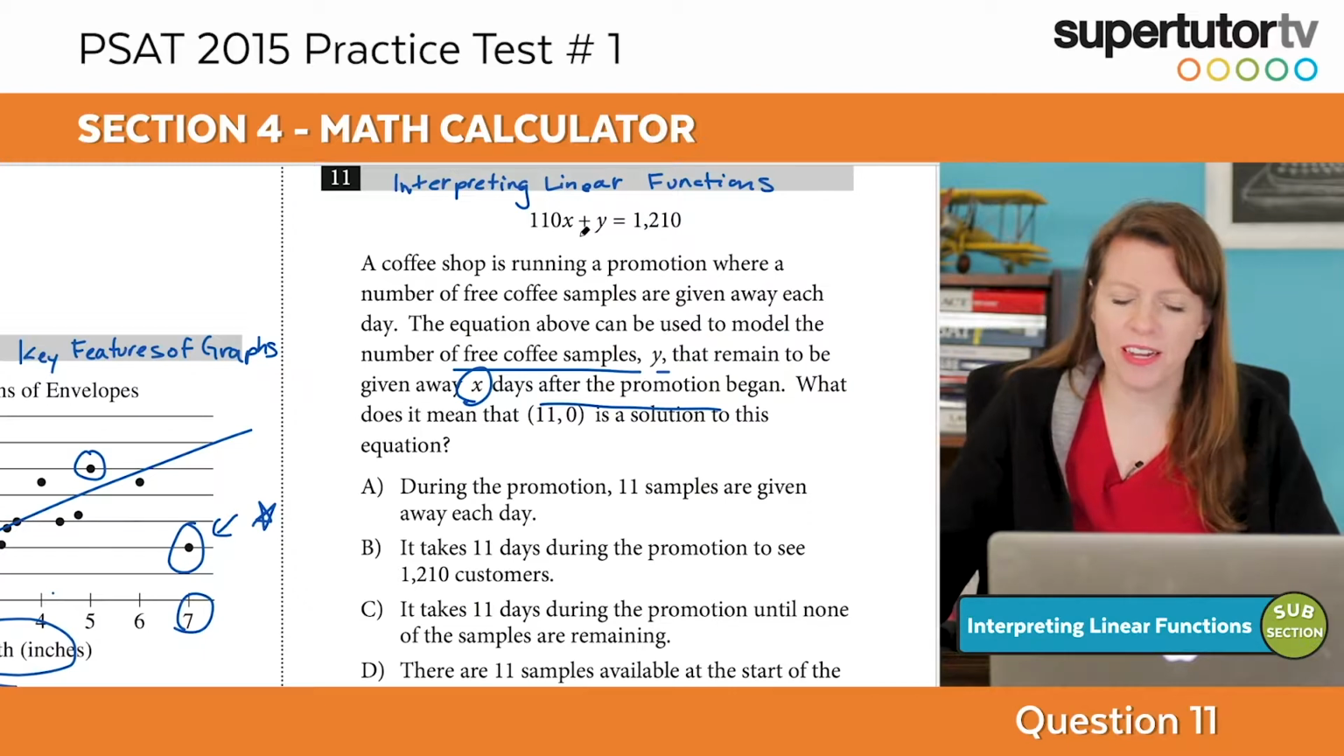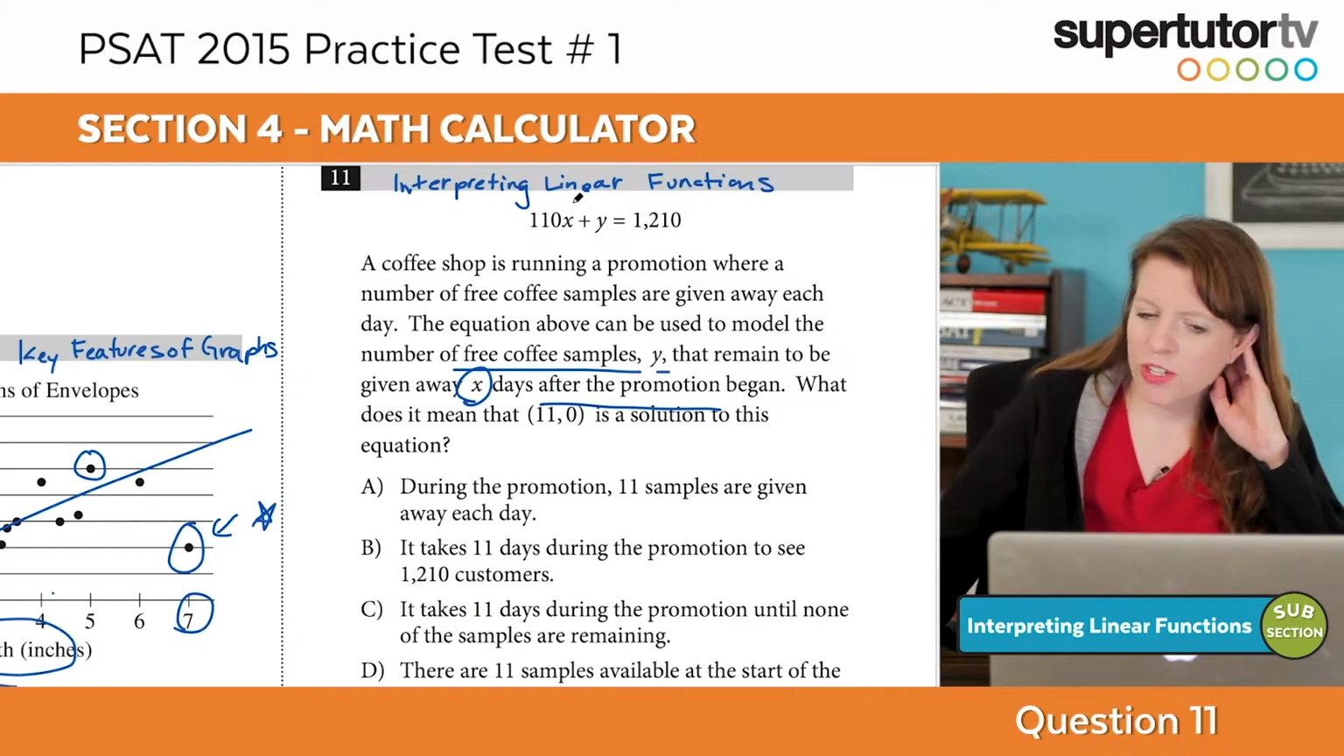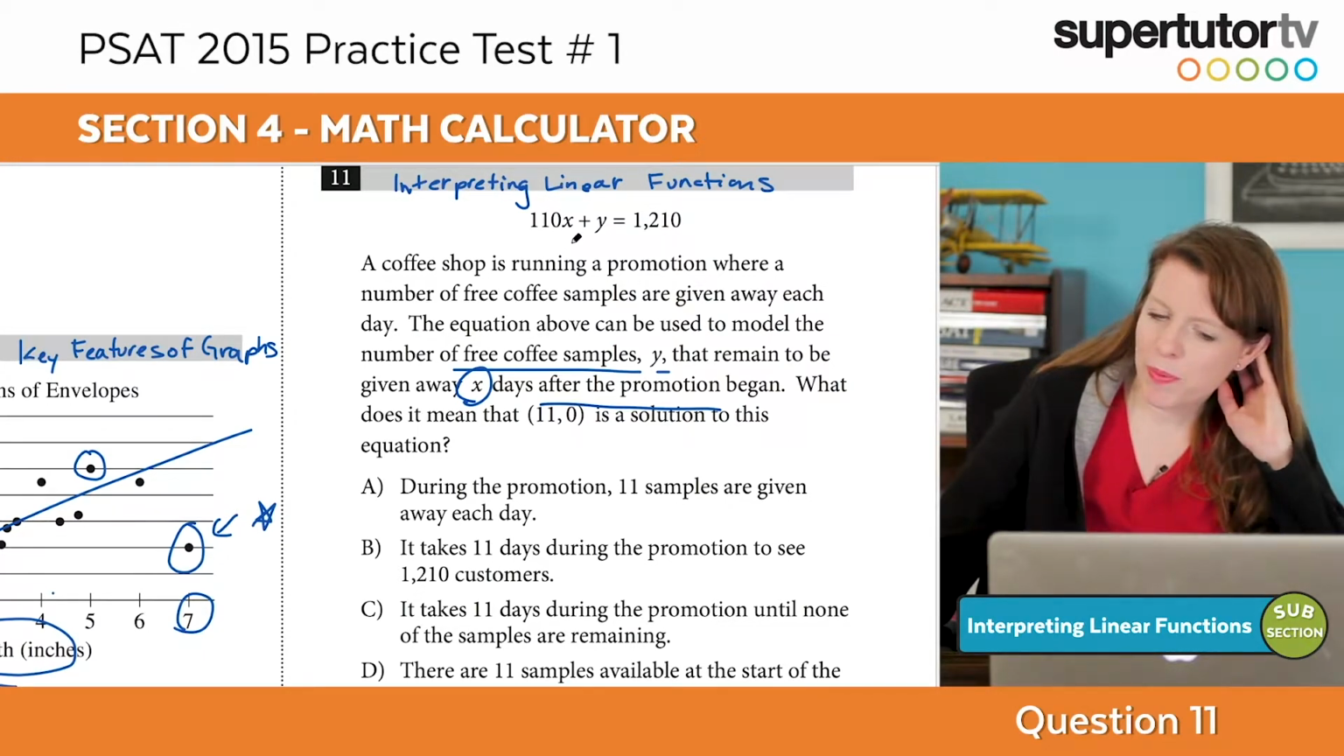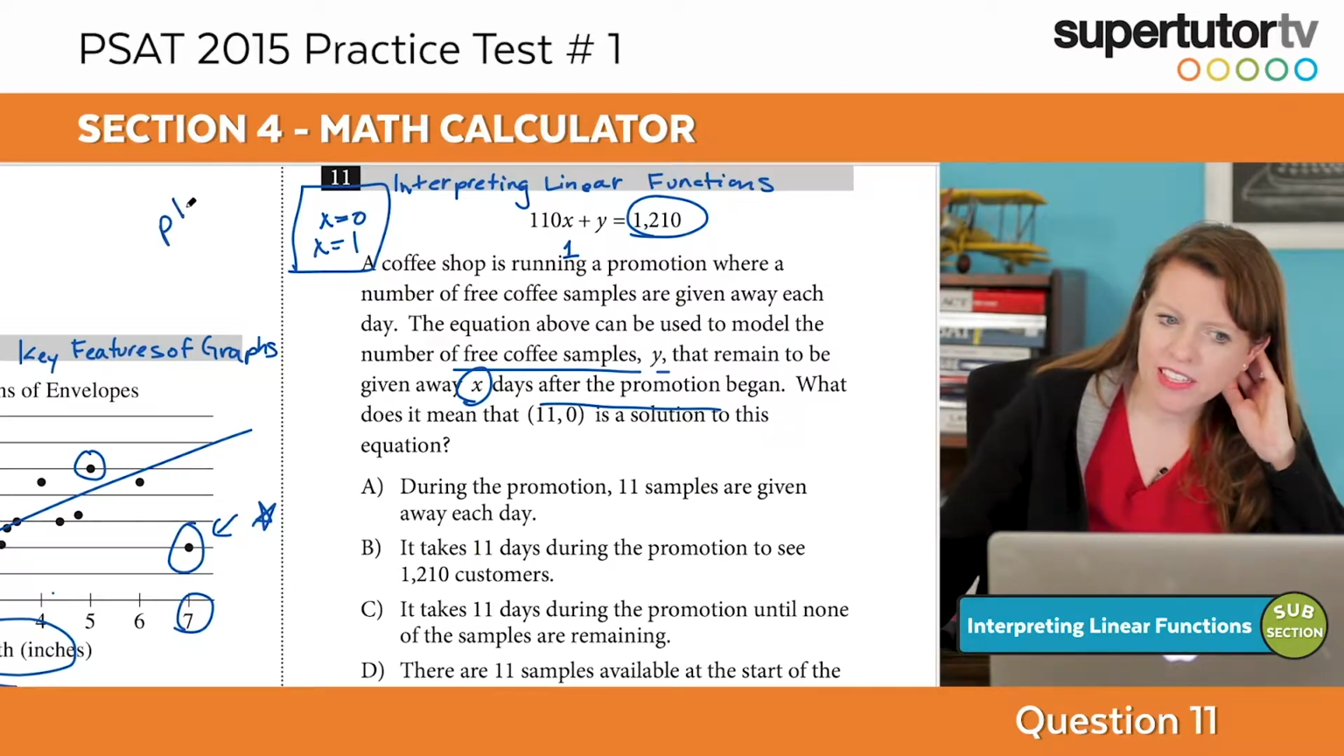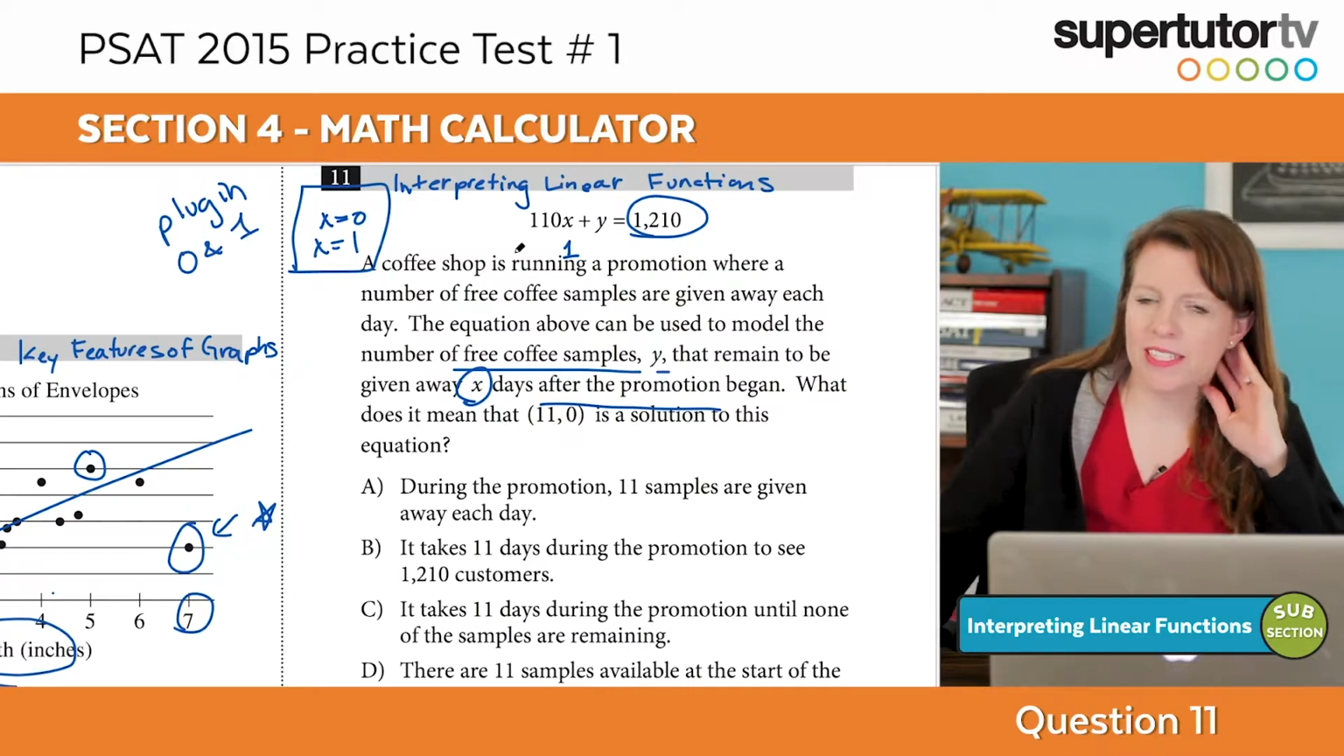So I'm going to start to plug in numbers to try to understand this a little bit. So let's say 0 days after the promotion began have passed. I'm going to have 1,210 samples. Let's say 1 day after the promotion has passed, right? I'm going to let X equal 0, and then I'm going to let X equal 1. So this is my strategy. I like to plug in 0 and 1 and see what happens as I step it up by 1.